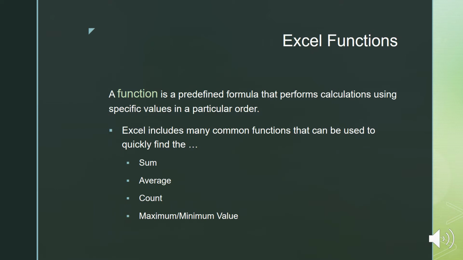So a little bit about Excel functions. There are a variety of functions that one can do in Excel. A function is a predefined formula that performs calculations using specific values in a particular order. Some of the most common functions that you can find in Excel and that are very easy to work with are the sum, average, counts, and maximum and minimum value. These are pretty easy to use.